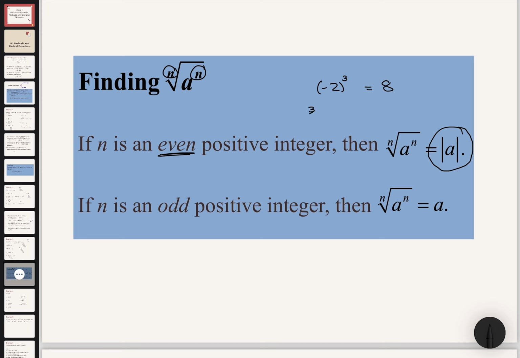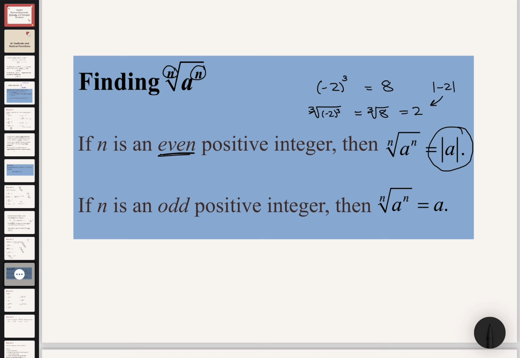If I have the cube root of negative 2 cubed, well, negative 2 cubed is -8. What is the cube root of -8? It's just going to be -2. Okay, so that's what they're saying over here. Even if I start out with a negative, the answer is going to be the absolute value of whatever a was. So the absolute value of negative 2 is still just 2 because n is an even positive integer. And anything raised to an even positive integer is going to end up being positive.